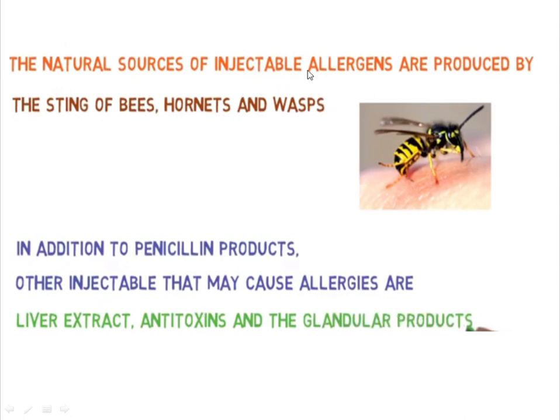The natural sources of injectable allergens are produced by the sting of bees, hornets and wasps. In addition to penicillin products, other injectables that may cause allergies are liver extract, antitoxins and glandular products. So not only penicillin, but some types of extracts also cause injectable allergies, such as liver extract, antitoxin and glandular products.